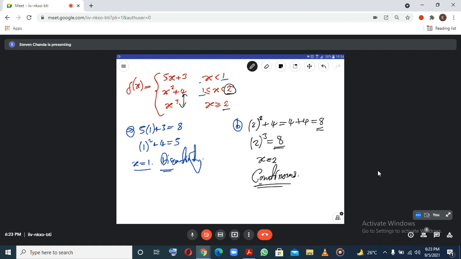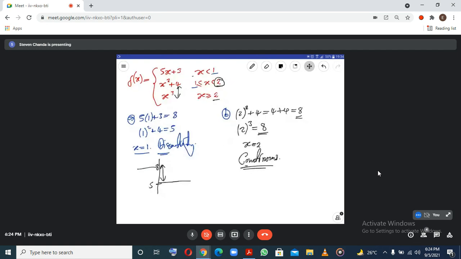This particular discontinuity that I'm talking about is most likely to be a jump. The function is coming in at 8, then all of a sudden it drops and it's at 5. You see, there is a jump there, isn't it? So that's basically how you deal with piecewise functions.